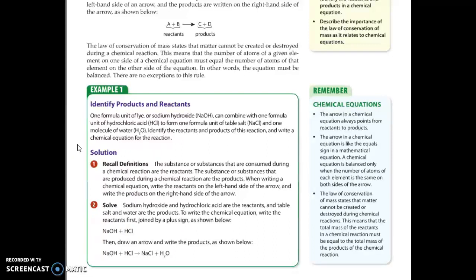So I realize it's already showing it to you on the screen, but you should be able to tell what you're starting with. So when it says combine, that's your clue to write what? A plus sign. And when it says form, that's your clue to write what? An arrow. And when they have "and" in between the two chemicals, that's another sign to write what? A plus sign. So we have NaOH plus HCl yields NaCl plus H2O.